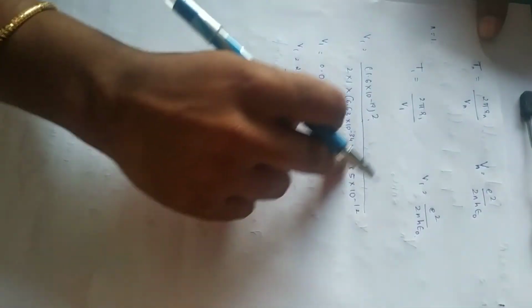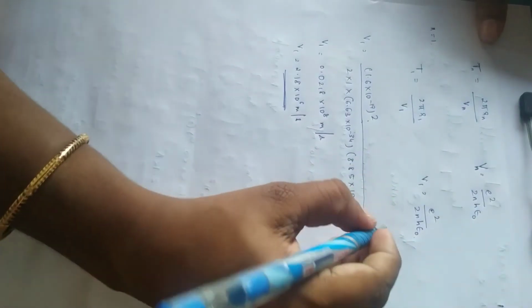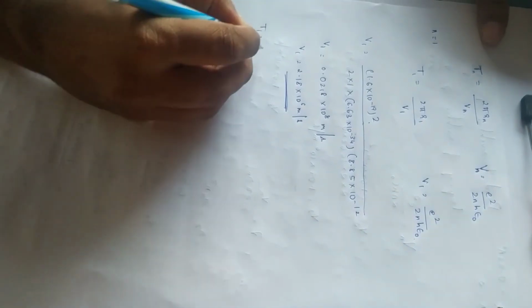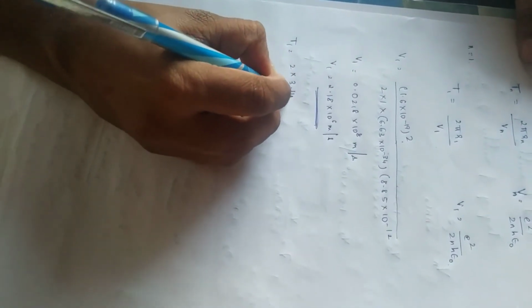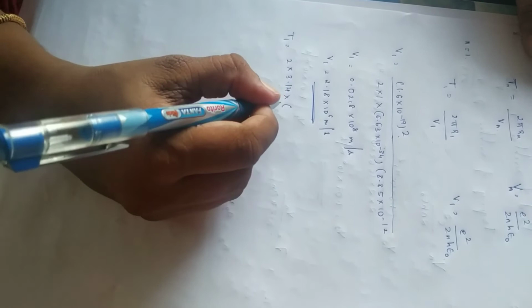Next, you got V1. Substitute V1 in here, you'll get T1. So T1 is nothing but 2 into 3.14 into R1. What is R1?